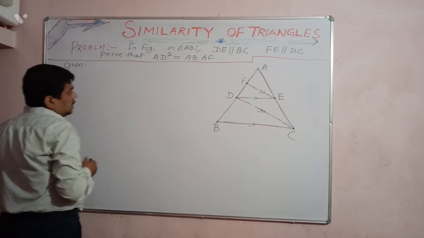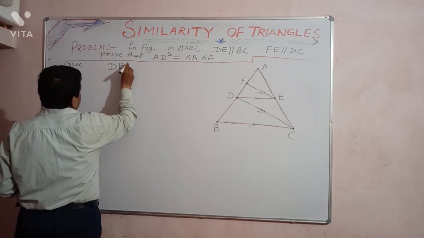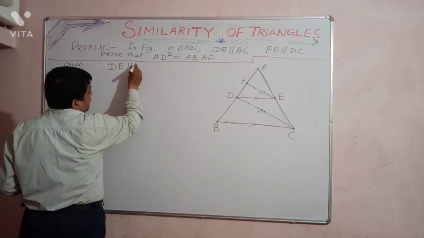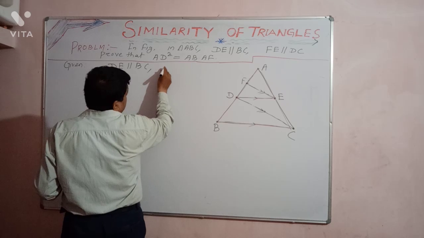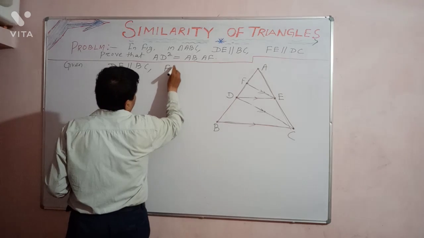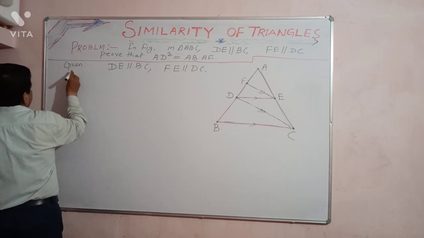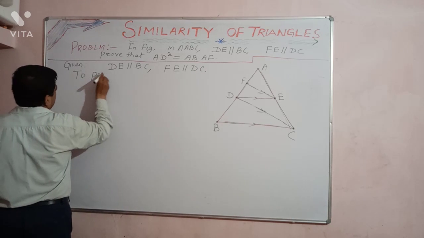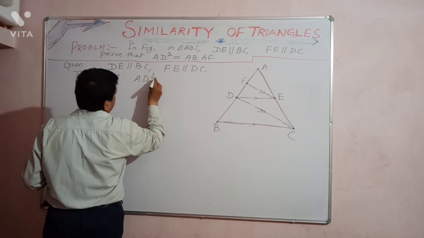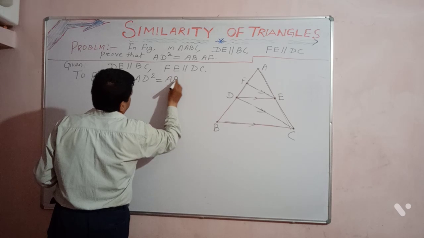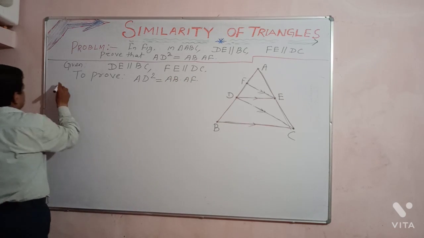What is given in this question? Clearly it is understood. Same thing I am writing here. DE parallel to BC in the triangle ABC. And another given: FE parallel to DC. Yes or no? And to prove that AD square is equal to AB into AF. Right? Let's prove.